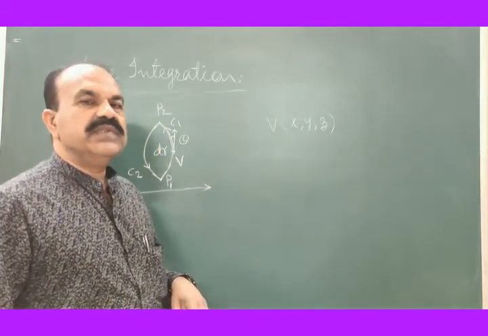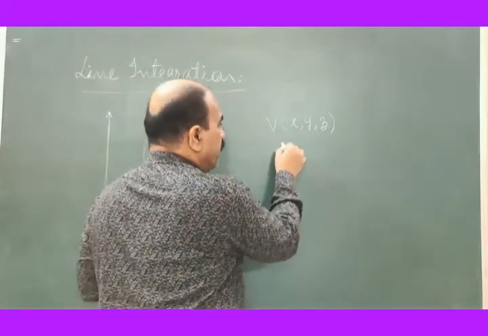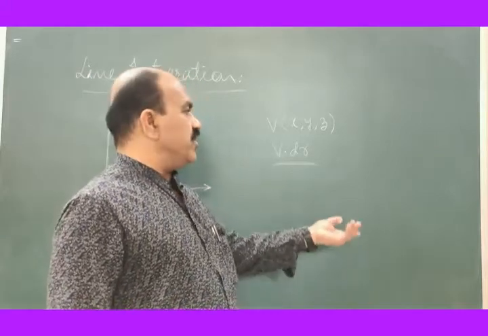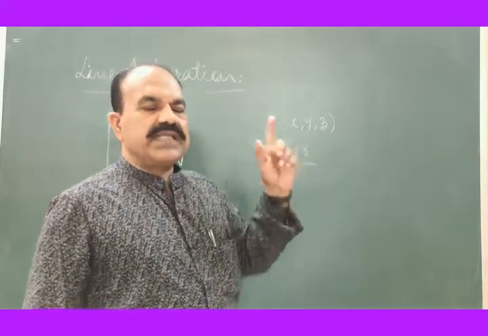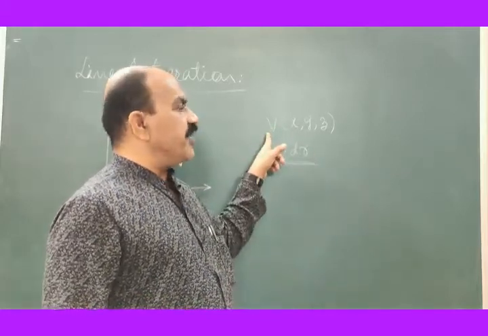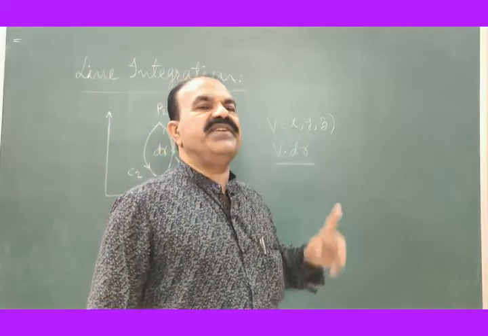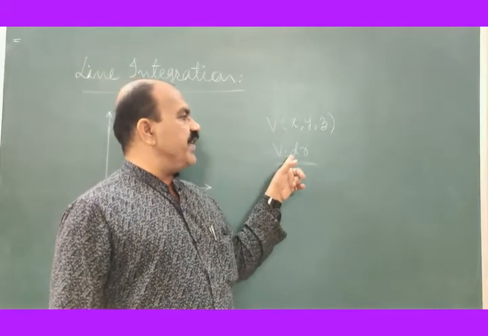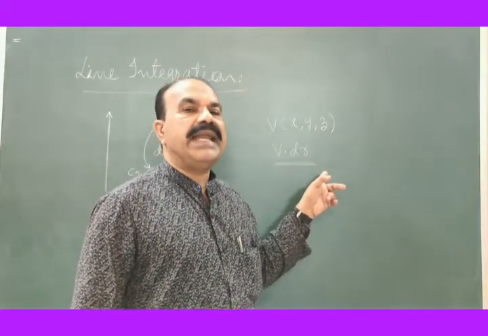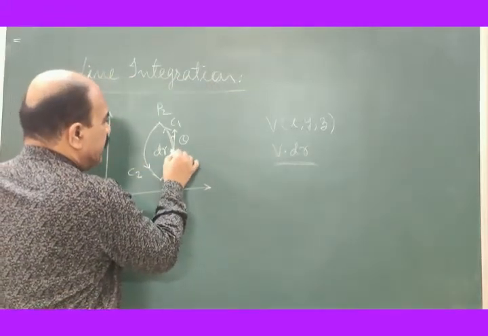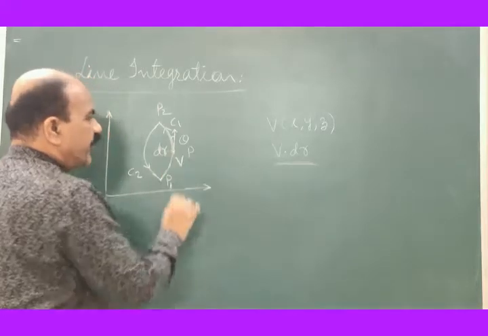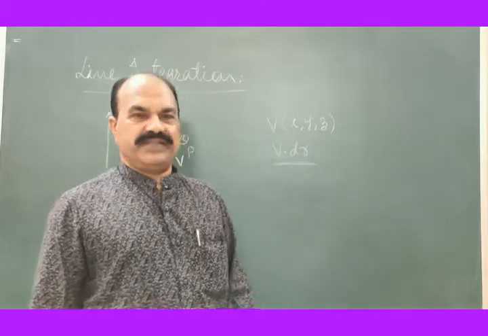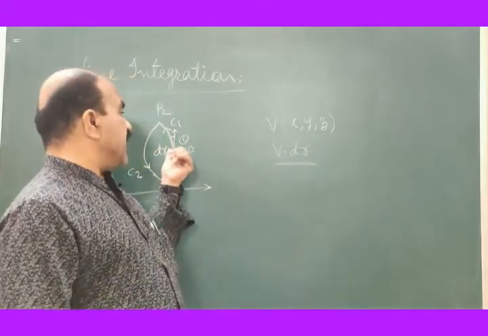Let us have the scalar product of the vector point function v with the infinitesimal line element dr. Let us suppose this dr is formed somewhere here at point P. This is the point P under consideration, and at this point P, this scalar product is taken, that is V dot dr. So, the value of the vector point function at this single point is this.